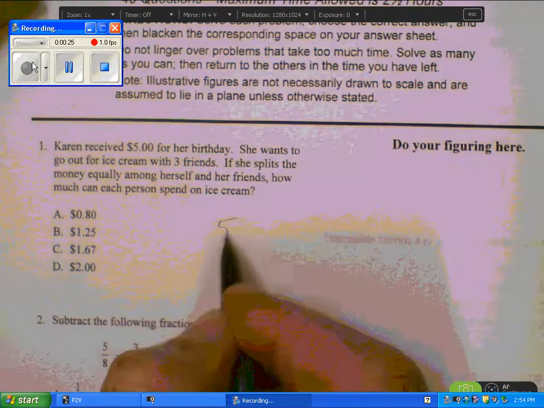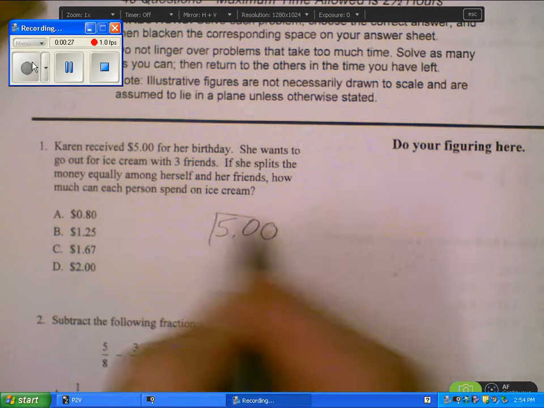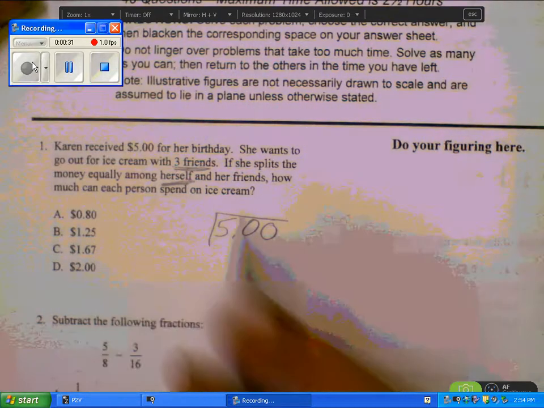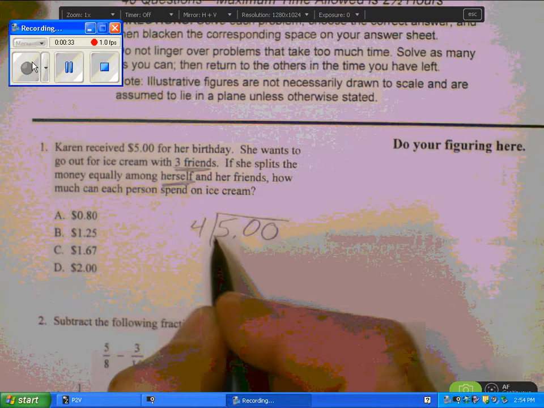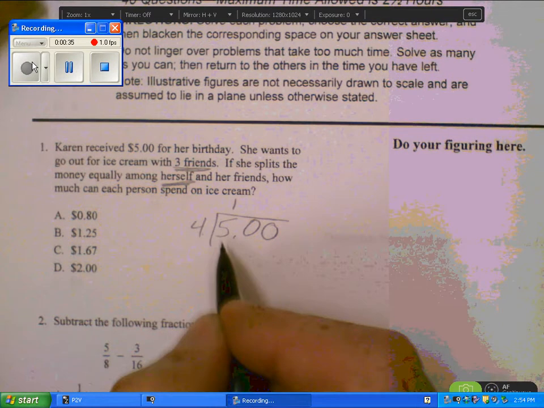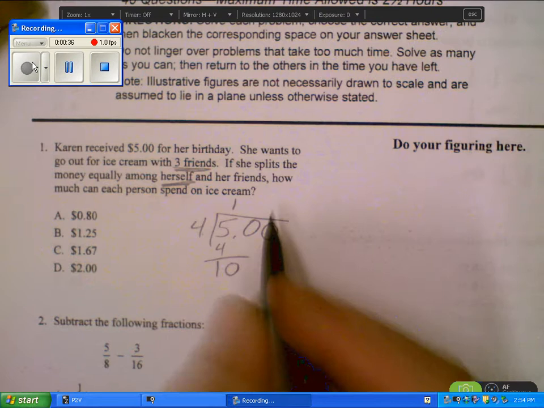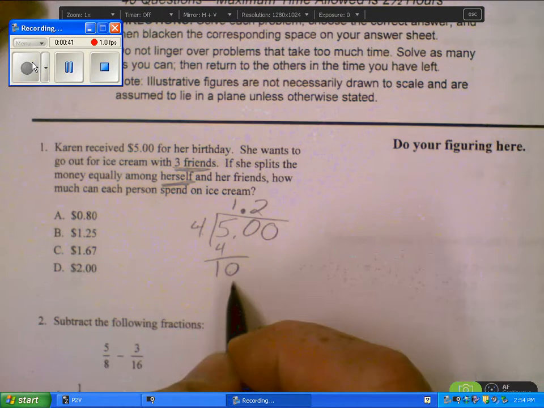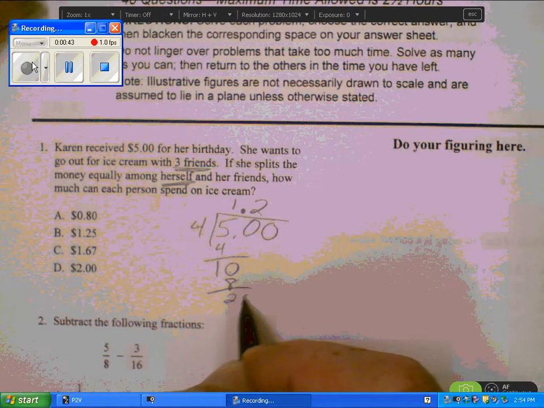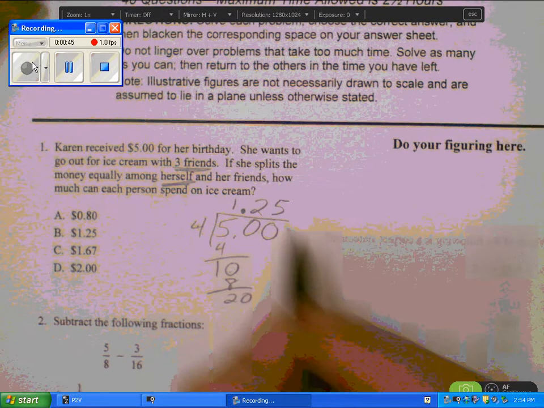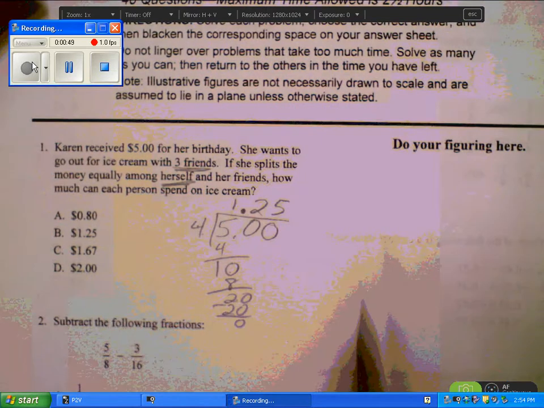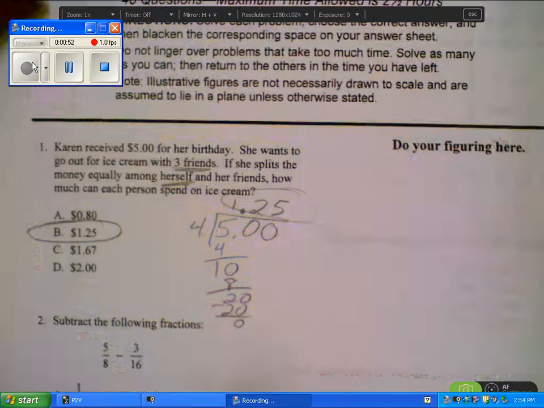So she's got the $5. There's 3 friends and herself, so that means there's 4 of them. Divide 5 by 4. Get 1. Take the decimal straight up. 4 will go into 10 twice. 8. 4 will go into 20 five times. Subtract to get 0. So it ends up being $1.25 that each one of them will be able to spend.